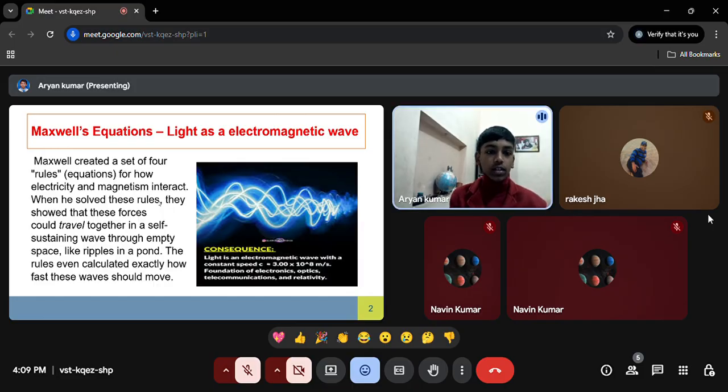Maxwell created a set of four rules for how electricity and magnetism interact. When he solved these rules, they showed that these forces could travel together in a self-sustaining wave through empty space, like ripples in a pond. When these four equations were solved, it came out that light is an electromagnetic wave, and then after solving it we calculated how fast the waves are moving.